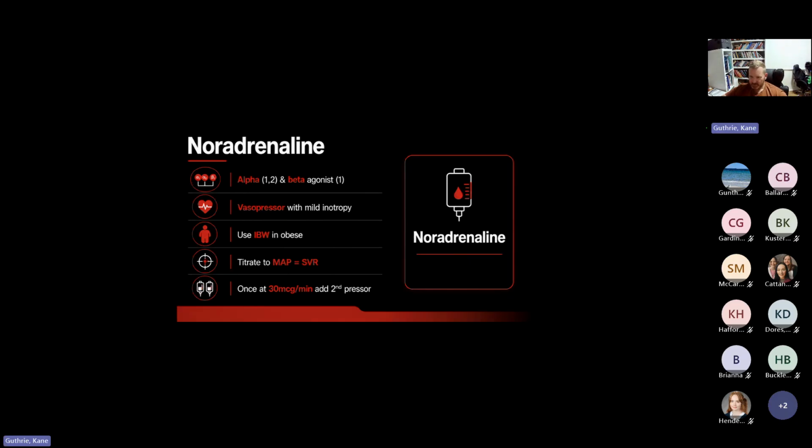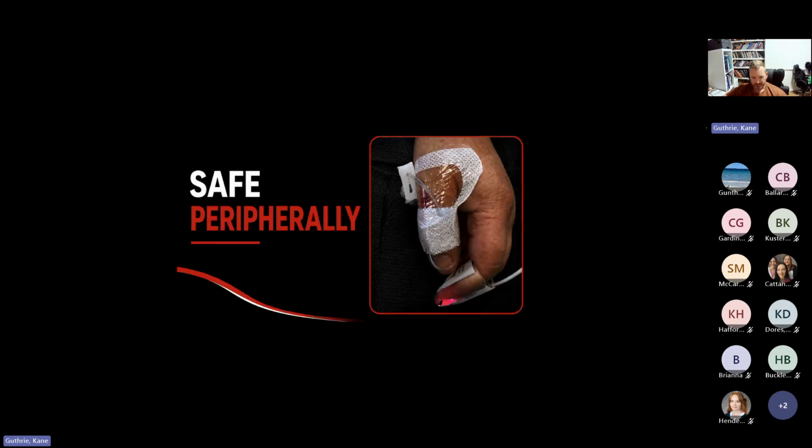Thing with noradrenaline, there is no maximum dose of noradrenaline. Okay, you can keep going up. But once you get to about 30 micrograms a minute, that's when we want to start adding in a second pressor to these patients, because the effect from the noradrenaline is going to start running out and not be as effective in actually maintaining perfusion for these patients.